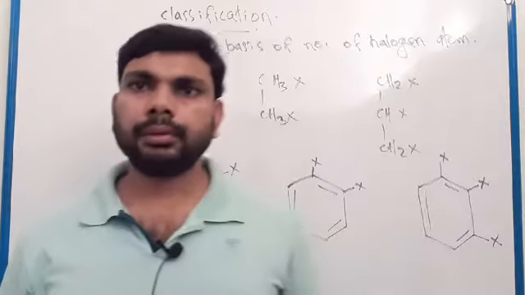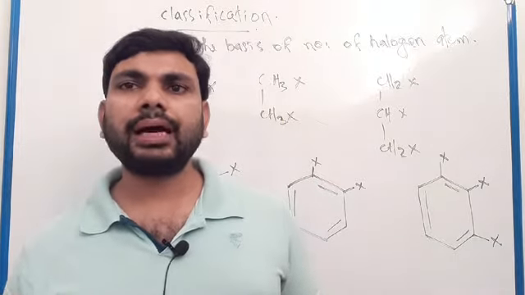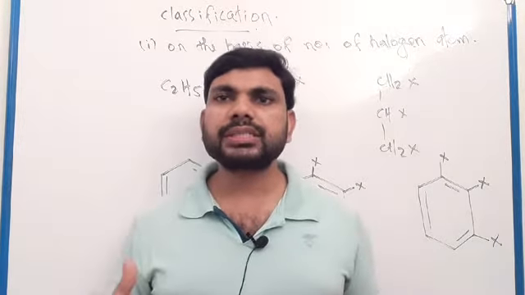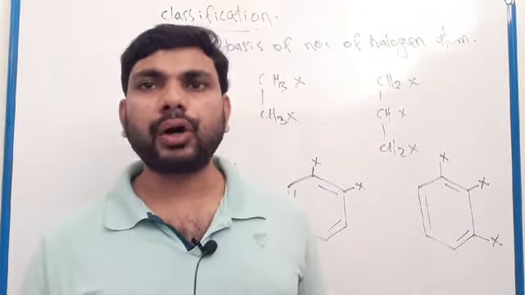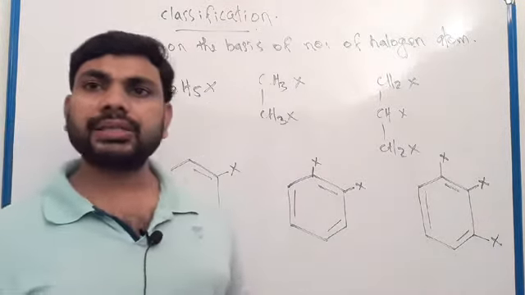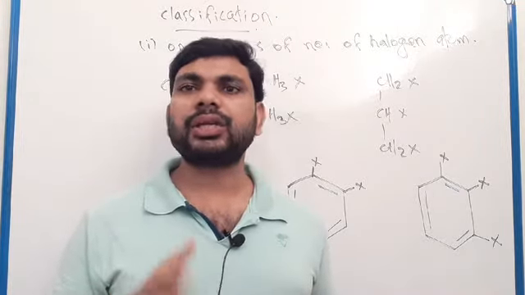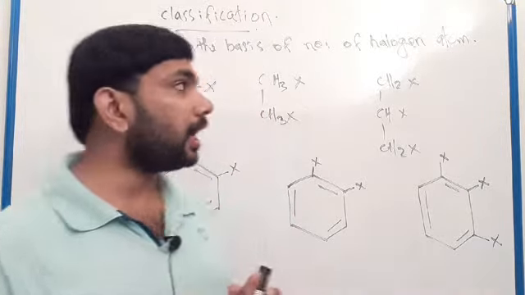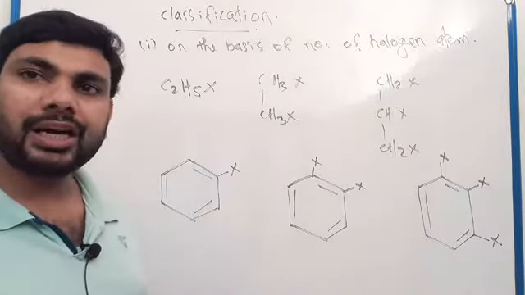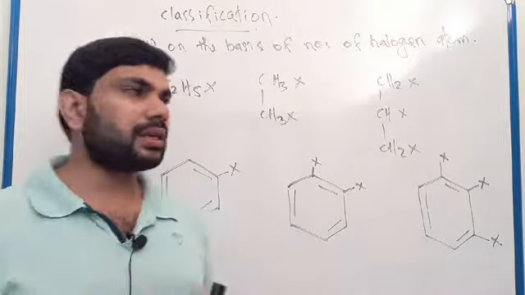Clear? Next we have to discuss the classification of haloalkanes and haloarenes. There are many classifications. The first one is classification based on the number of halogen atoms: how many halogen atoms are present in one compound.